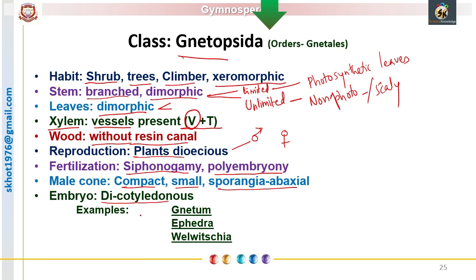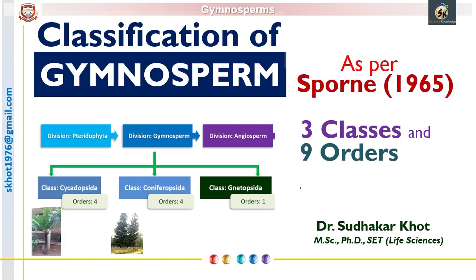The best examples of the class Gnetopsida are Gnetum, Ephedra and Welwitschia. All these specimens are living specimens and they are growing in comparatively drier regions, that is xerophytic regions. So this is about the classification of gymnosperms.